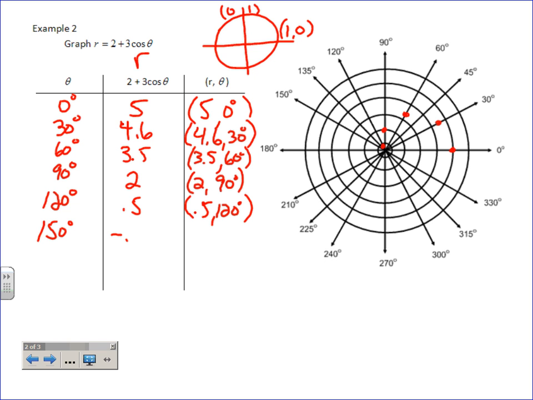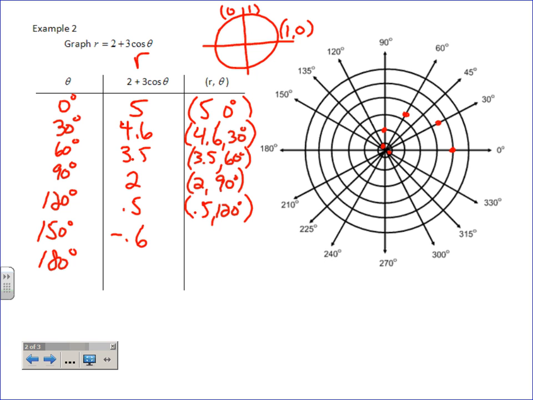So then you go to 150. I got negative 0.6. Here we go. Here's 150, agreed, out here. Negative 0.6 has to shoot out the other way. So negative 0.6 is actually over there. So do we know what's happening now? Not really. So let's go to 180 degrees.